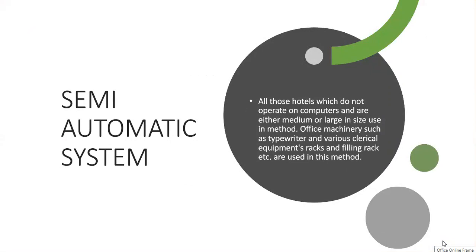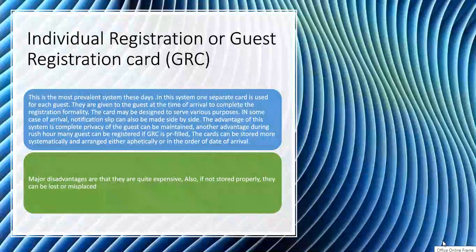In the semi-automatic system, all the hotels which do not operate on computers, either medium or large in size, use this method. Office machinery such as typewriters, various clerical equipment, racks and filing racks are used in this method. Then there is the individual registration or guest registration card, also known as GRC. This is the most prevalent system these days. In this system, one separate card is used for each guest. They are given to guests at the time of arrival to complete the registration formality. The card may be designed to serve various purposes. In some cases, an arrival notification slip can also be made side by side.